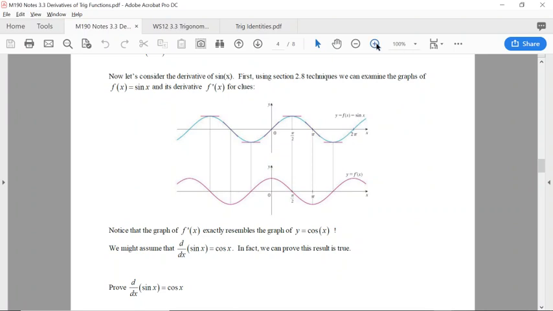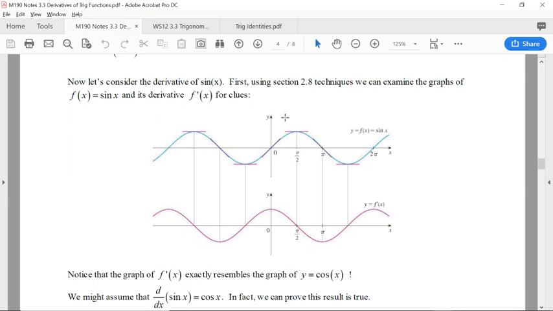Okay, the other way to see that this is reasonable is to consider the graphs. Just like we did with section 2.8, where we had a function, and then we can construct the graph of the derivative of that function. So, for instance, let's demonstrate that the graph of the sine of x has a derivative graph that seems to resemble the cosine, and we see that here.